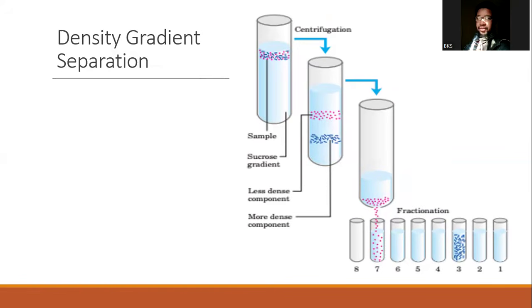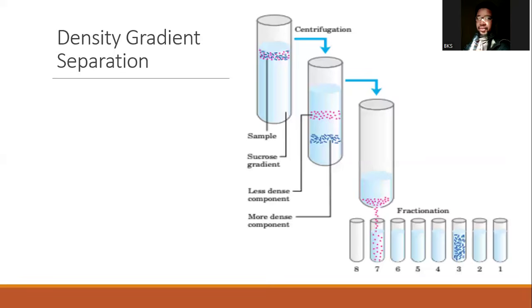Or you do what we call density gradient separation, where you prepare sucrose of different concentrations, and then you layer them inside the test tube, and then you put your samples. Those samples will be separated based on size, with the smaller ones at the top, and then the bigger ones at the bottom, because they are heavy enough to pass through the much denser solution of sucrose.